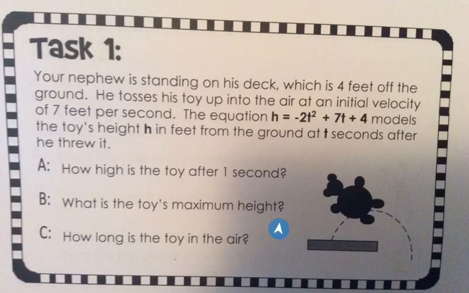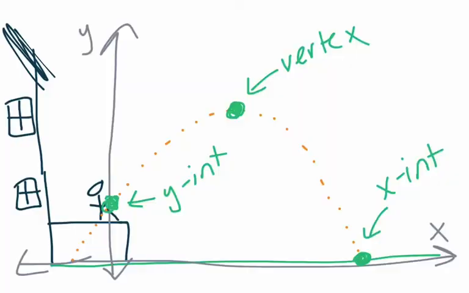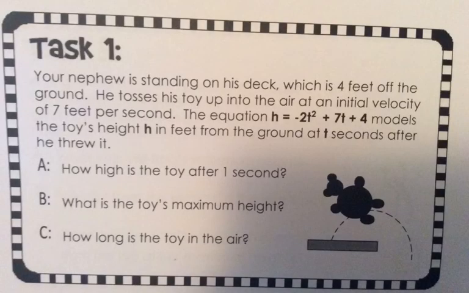Next question, what is the toy's maximum height? Well, the toy's maximum height is going to be right here. It's going to be at the vertex. So I'm going to come over here and just label this vertex, because I know for part B, I'm going to be finding the vertex. Whether you want the x coordinate or the y coordinate of the vertex, we'll save for later. But we just want to identify that for part B, we're going to be finding the vertex.